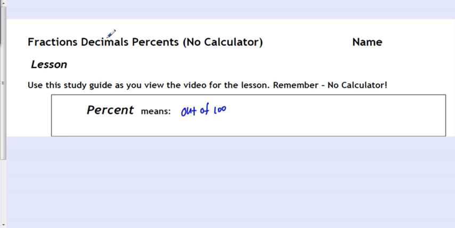This lesson is fractions, decimals, and percents, and we'll do all this without a calculator. Remember, anything written in blue I'd like you to write on your activity sheet as well.